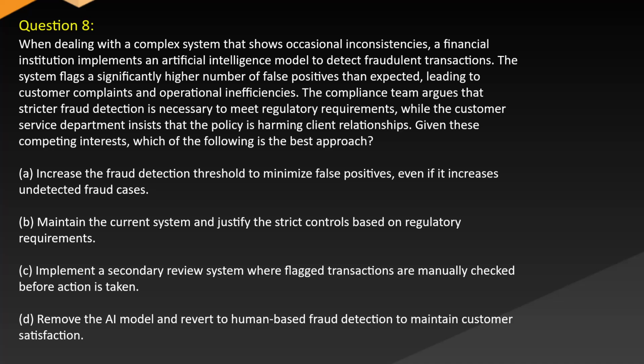A. Increase the fraud detection threshold to minimize false positives, even if it increases undetected fraud cases. B. Maintain the current system and justify the strict controls based on regulatory requirements. C. Implement a secondary review system where flagged transactions are manually checked before action is taken. D. Remove the AI model and revert to human-based fraud detection to maintain customer satisfaction.